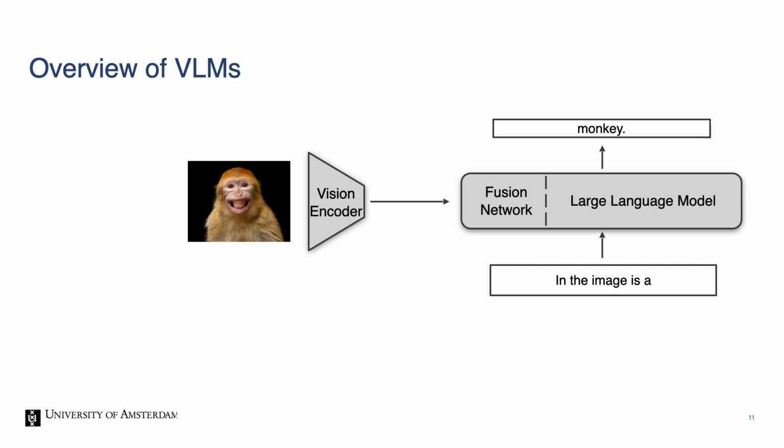The structure of vision language models can be summarized as follows. An image is embedded by the vision encoder and then mapped into the LLM space via a fusion network. For Flamingo, this fusion network includes a perceiver resampler and gated cross-attention to integrate the visual information into the LLM. Through this process, the LLM can autoregressively generate text given a prompt and an image, such as "in the image is a monkey."